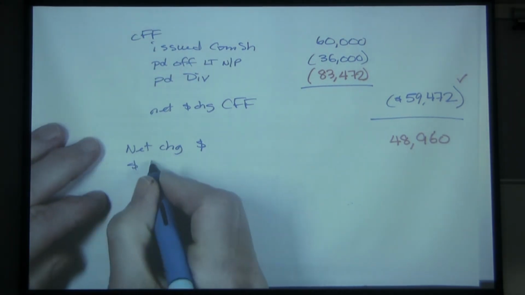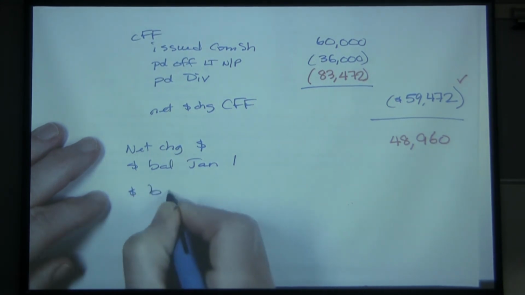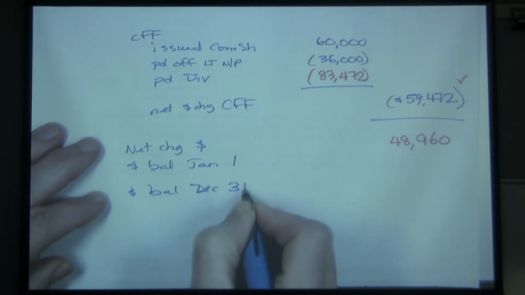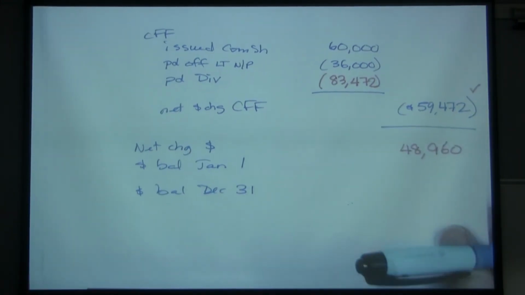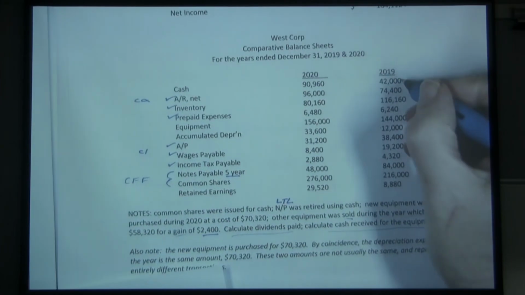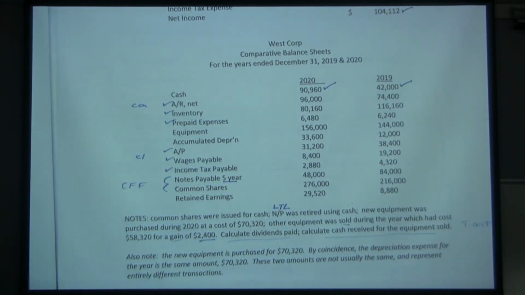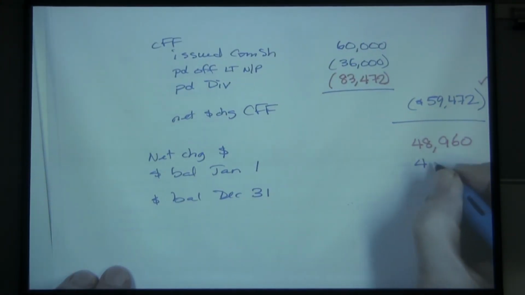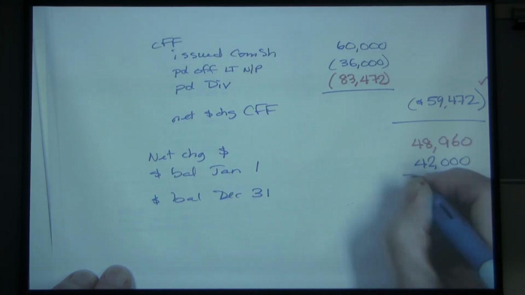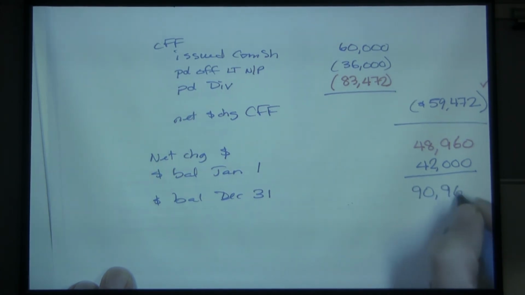So our cash balance January 1st, and then we'll have cash balance December 31st. Our cash balance January 1st, we go back to the balance sheet, almost finished here. Here it is, $42,000, and our ending cash, $90,960. So 42,000. Draw a line, add these together, and it does work out, so we haven't missed anything. That's your check.